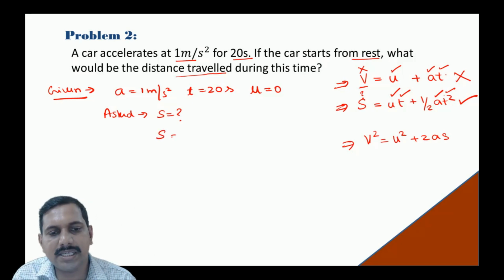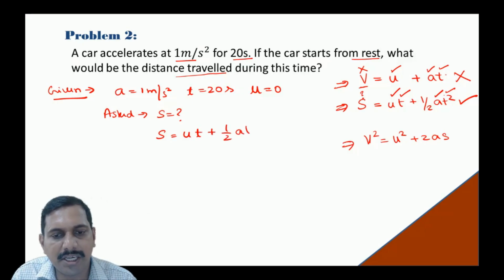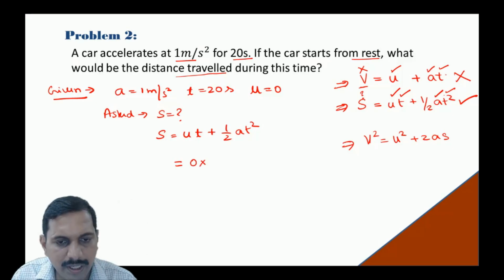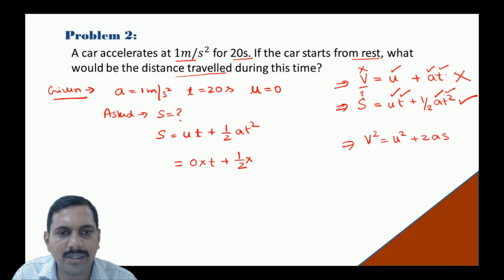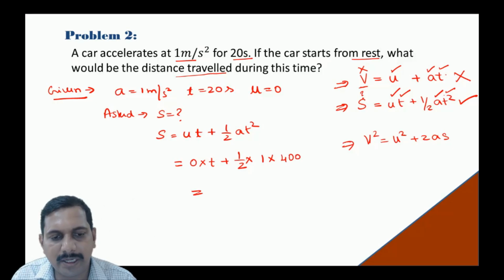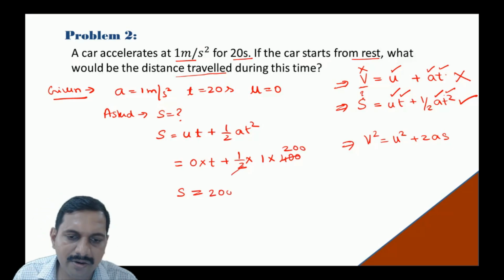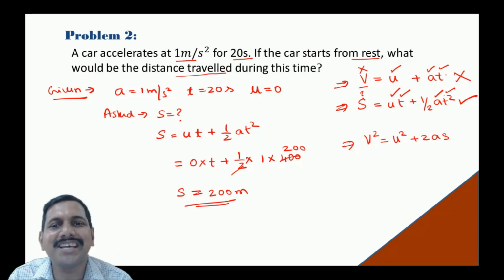So S is equal to UT plus half AT square. Let us apply that. U is 0 into time, whatever the time is, it will go to 0, so we will not worry about it. Then we have half into acceleration, which is 1, into 20 square, which is 400, right? So when you apply that, 2 cancels here, you have 200, so S is 200 meters. So very easy problem.